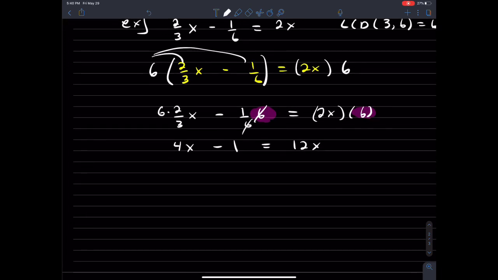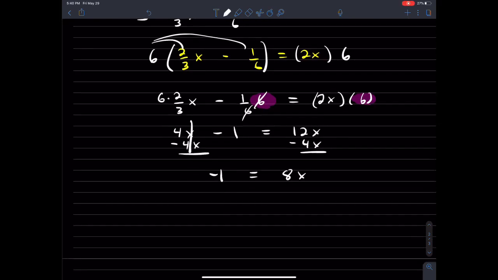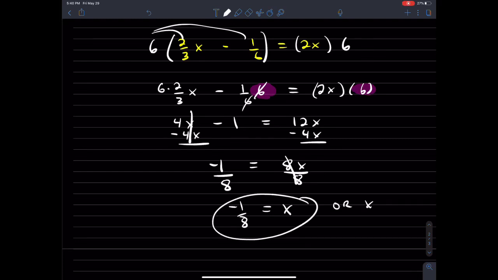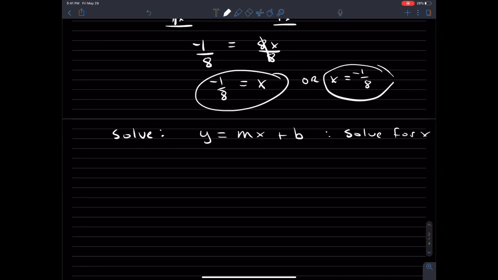We don't have to do it that way though. We can be adventurous and subtract 4x on both sides. I'm left with minus 1 equals 8x. And then divide by 8. And I get x equals negative 1/8. And if you want, if that bothers you, you can rewrite it like this. Same answer.